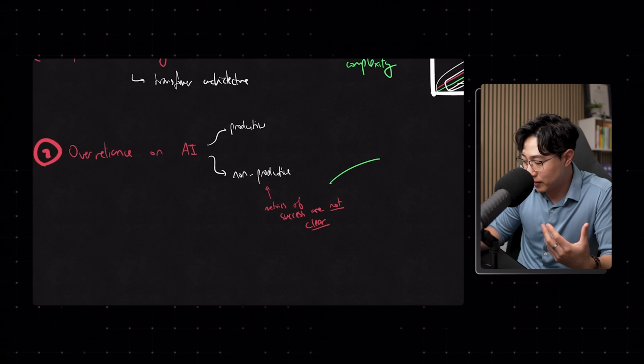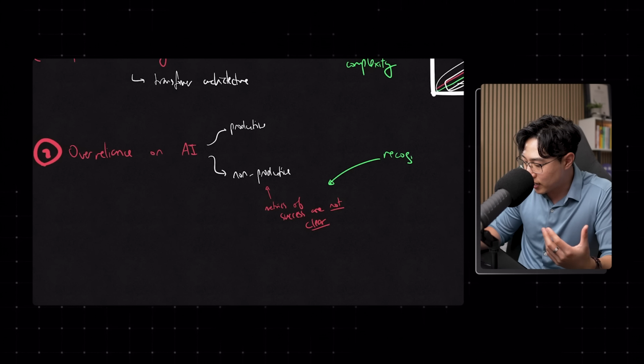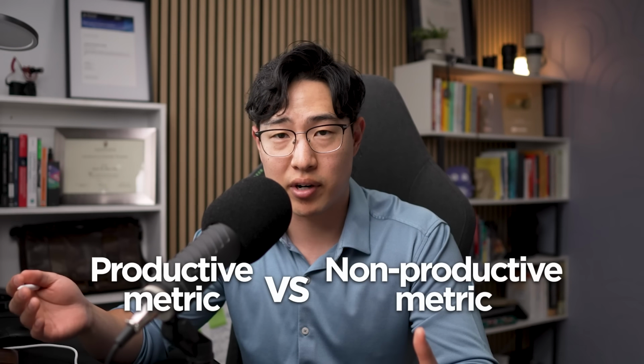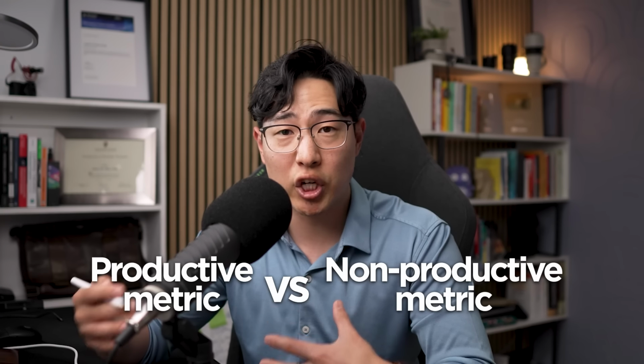And one of the things about that is just recognizing the difference between a productive versus a non-productive metric. And this allows us to make a more accurate judgment about how useful something actually is.